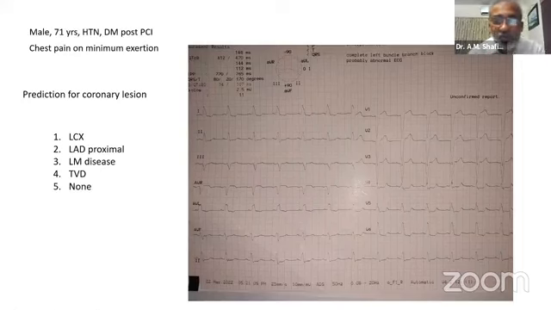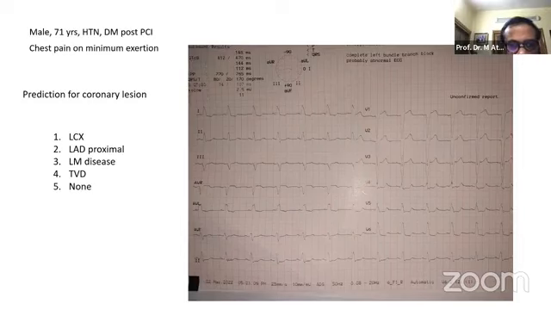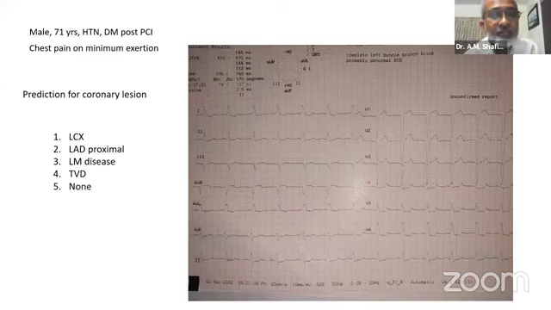If the poll is not possible, can we get someone, fellows, to discuss the ECG, please, and predict the lesion in the coronary could be? So any volunteer? You can raise your hand, volunteer, please. Is there a Nepali friend? Oh, the poll has already been given.